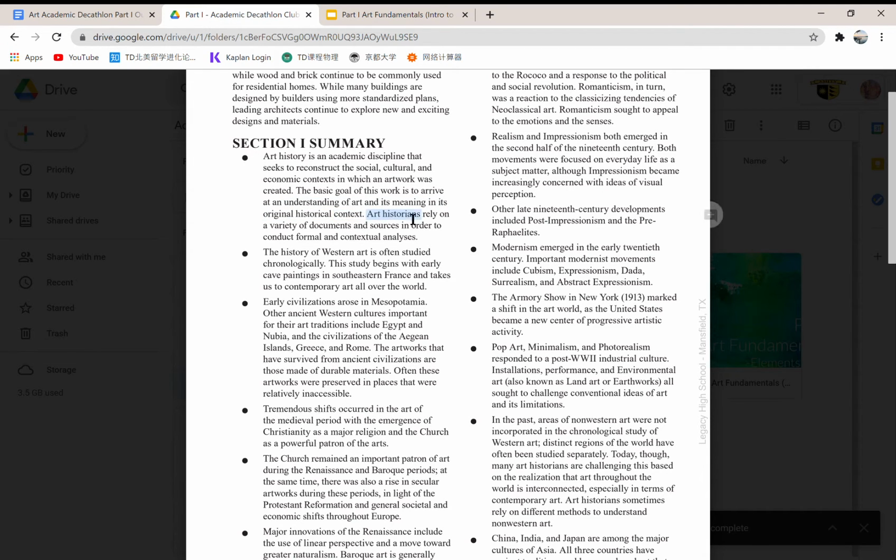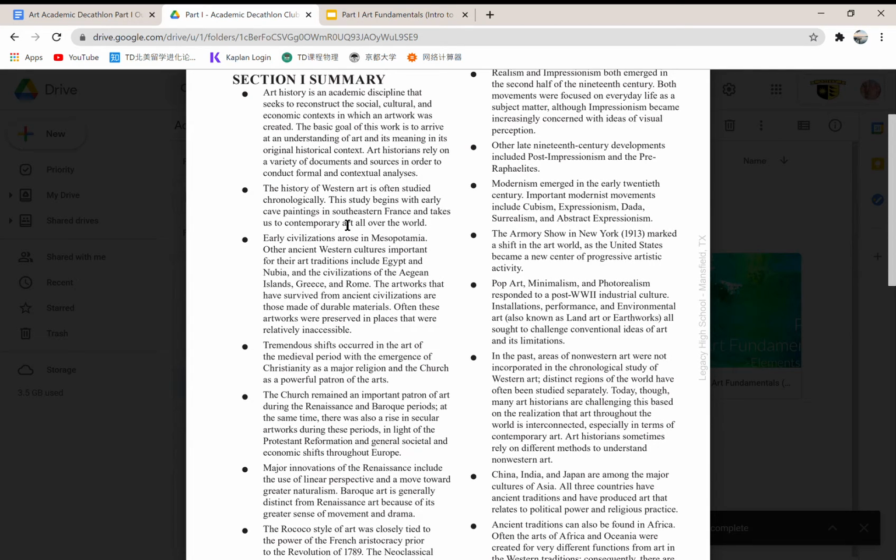We will also want to know some art historians and their way of analyzing different kinds of art, and the documents that were written by different historians. Not artists, sorry, the historians. We also want to know the history of Western art. That's a focus. And then we also want to focus on cave paintings in southeastern France, which takes us to contemporary art all over the world. So we start from there.